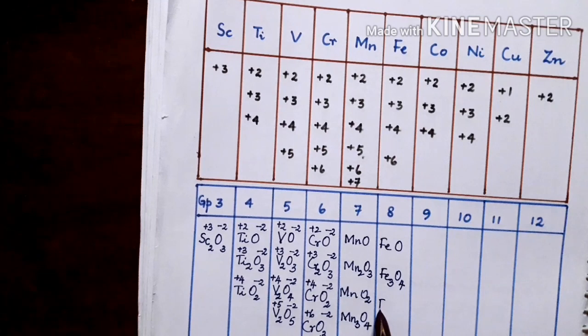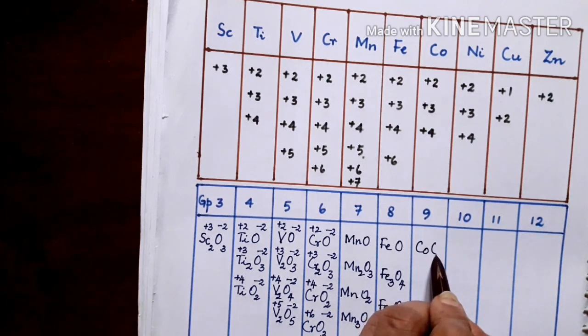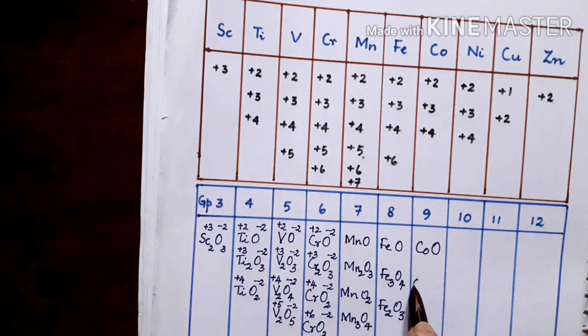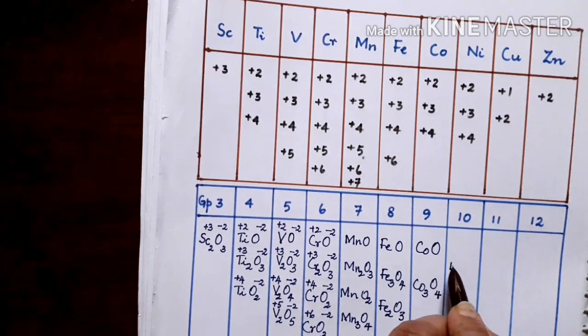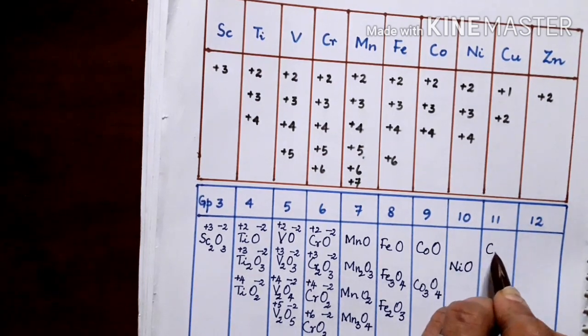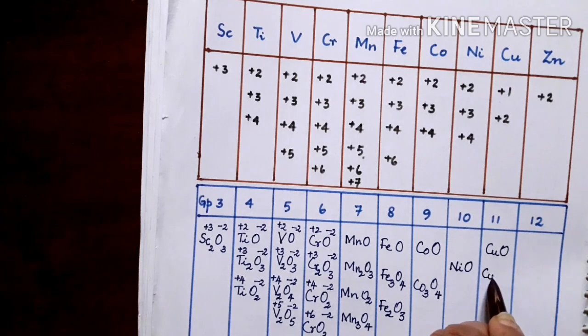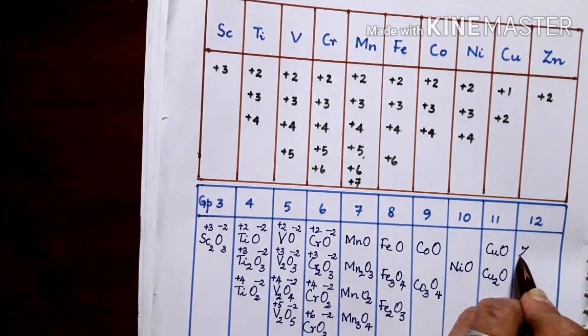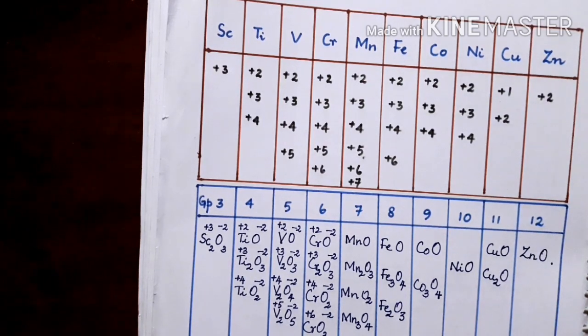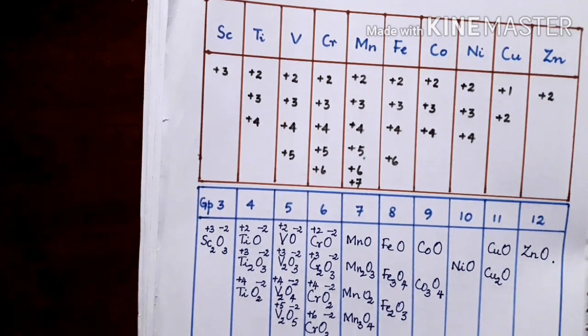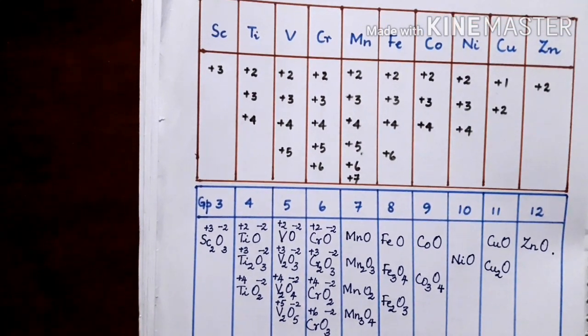Likewise, you find the compounds formed from iron will be FeO, Fe3O4, and finally Fe2O3. Likewise, cobalt forms only two oxides of the type CoO and Co3O4. Coming to nickel, nickel is found to form only one oxide, NiO, whereas copper will form CuO and Cu2O, and zinc forms ZnO. Hope it is clear. You can just calculate the oxidation state of the different transition metals from the series.